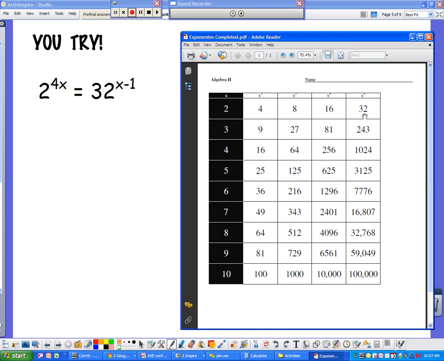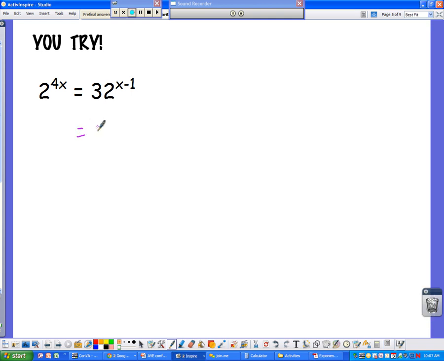Now, this is not an exclusive list. We only went to the 5th power. Remember, you can go to the 6th power, the 7th power, the 8th power, and actually to infinity. It doesn't stop. So 2 is actually my base, so it's not going to change. 32 would be 2 to the 5th power. So 32 is going to turn into 2 to the 5th, and I've got to keep my x minus 1. And this side is going to be 2 to the 4x.